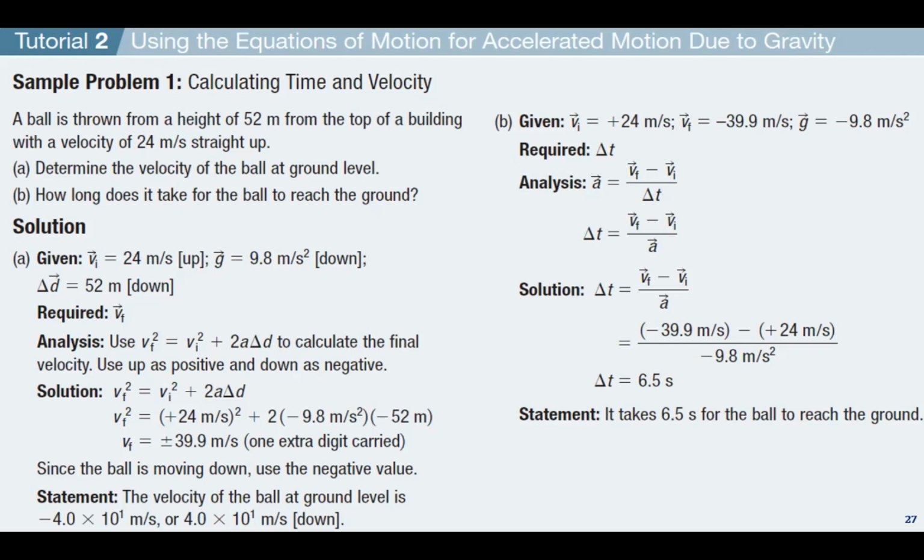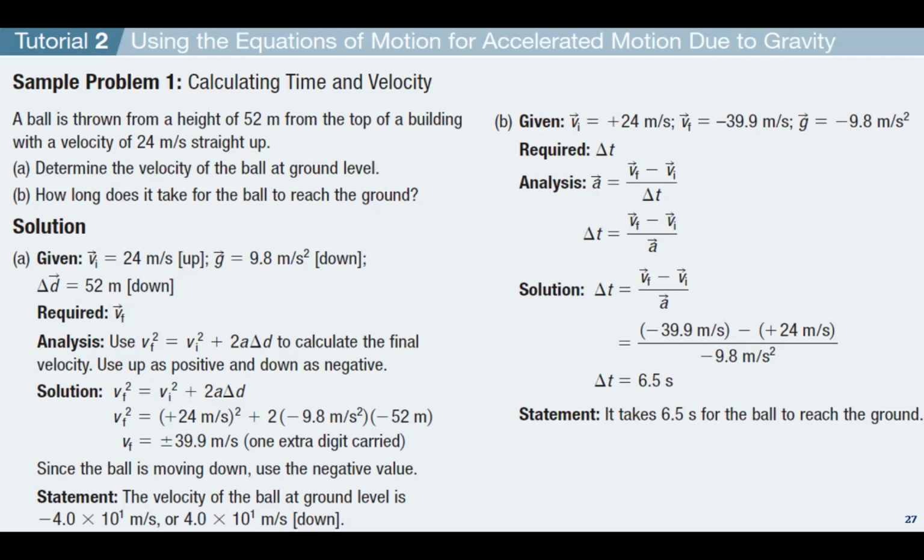And we require the velocity when the ball hits the ground, which is the final velocity denoted by Vf. So we can use this formula, Vf squared equals Vi squared plus 2a delta d to calculate the final velocity. We can use up as positive and down as negative. Okay, so according to this formula, Vf squared equals 24 meters per second squared plus 2 times negative 9.8 meters per square second times negative 50 meters.